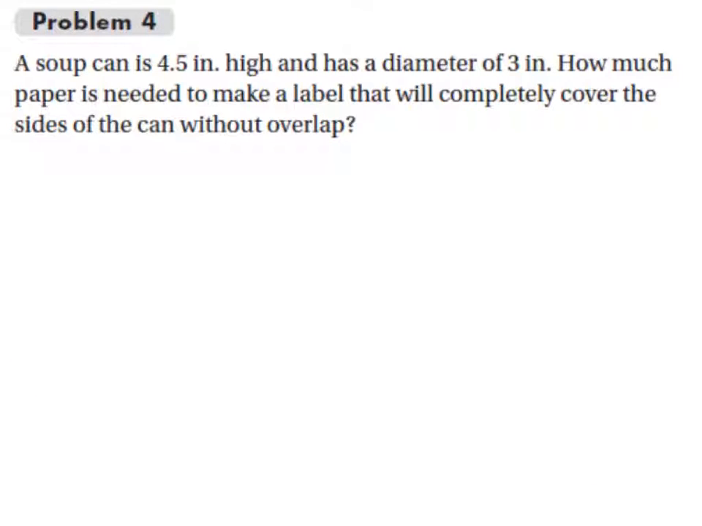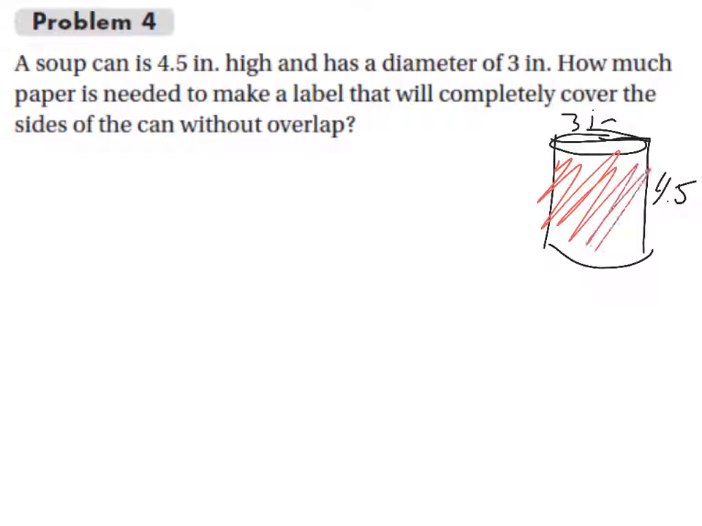Our final example for this lesson, we've got a soup can that is 4.5 inches high and has a diameter of 3 inches. So if I try to draw that here, we've got our soup can. It's 4.5 inches high and it has a diameter of 3 inches. They want to know how much paper is needed to make a label that will completely cover the sides of the can. So they just want the sides here. They don't want to cover the top or the bottom.